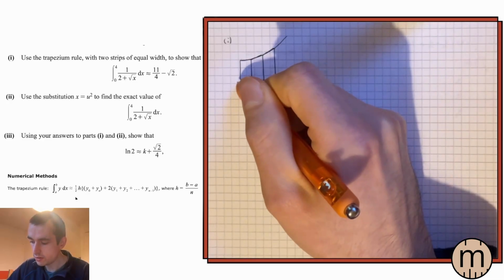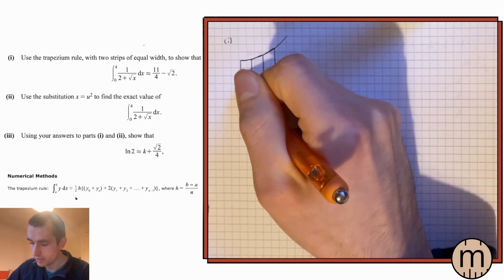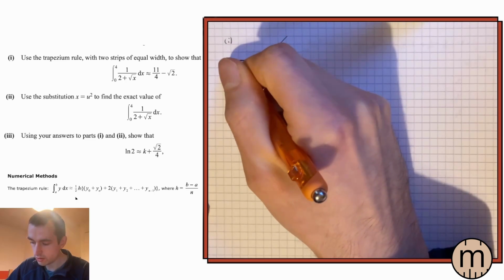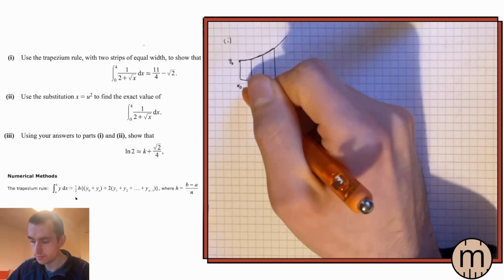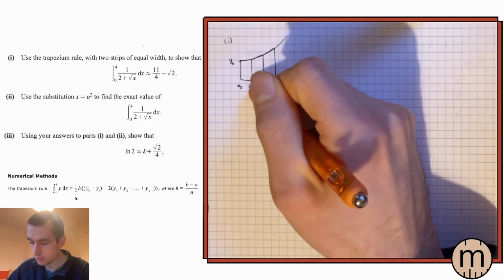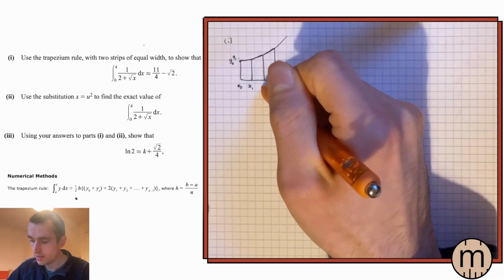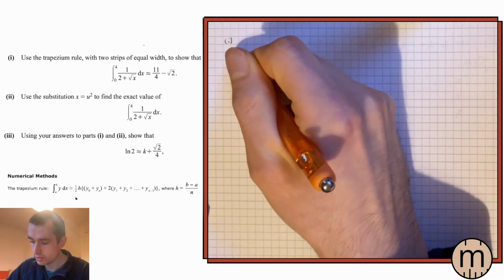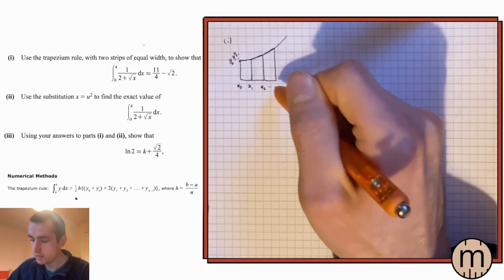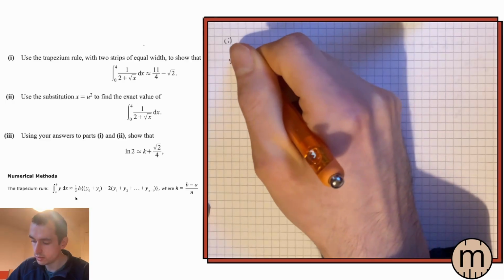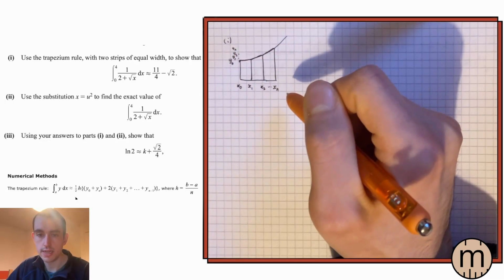So y0 means, well, take the first value here, which I call x0, and find the corresponding y value, y0. x1 will be next, and y1 will be the next y value. Then x2 with y2 corresponding, and then you might have a few more strips. xn is the last one. yn is the last y value.